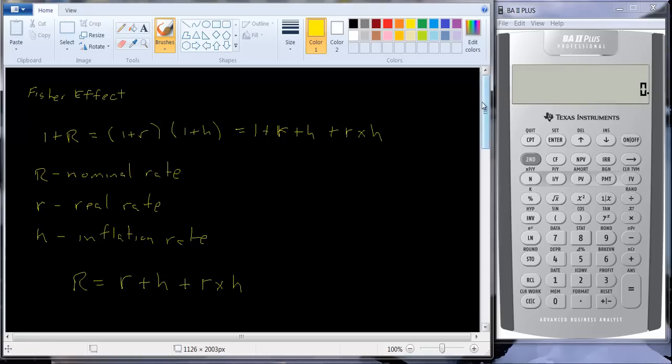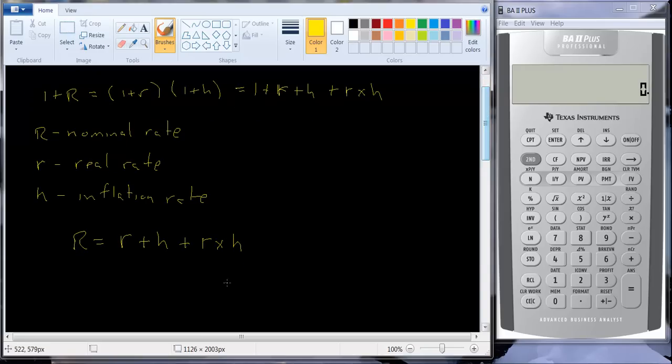Oftentimes what we do is we just ignore this. We just get rid of this because it's very small. These are percentages. If you had 0.03 times 0.02, it's going to be a very small number, so we get rid of that and we say that the nominal rate R is approximately equal to the real rate plus the expected rate of inflation.